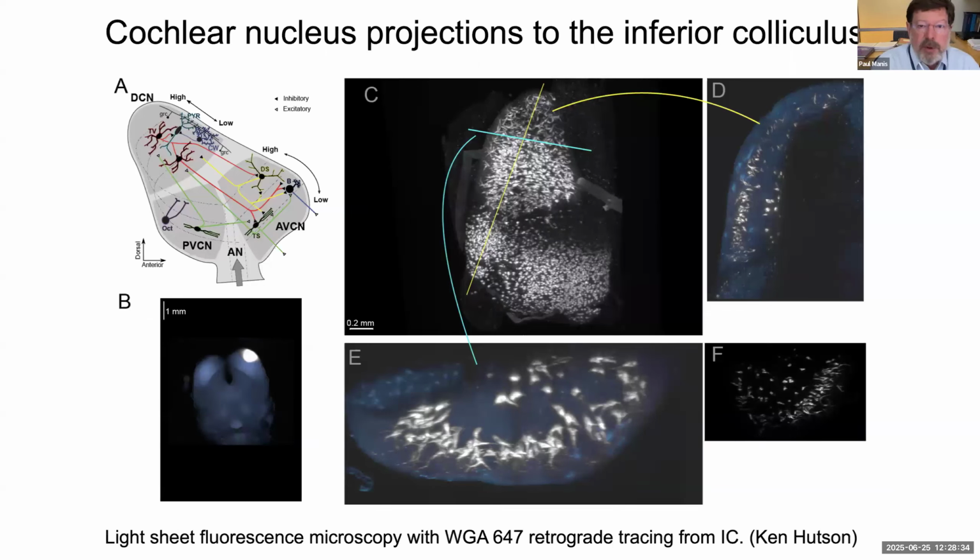Now, the cochlear nucleus neurons project to the inferior colliculus. Not all of them do. This is just an example of this. This is a light sheet fluorescence microscopy image of an unsectioned cochlear nucleus that's been retrogradely labeled with wheat germ agglutinin coupled to a fluorophore 647 in the inferior colliculus. So here's the nucleus, here's the injection in the inferior colliculus, covering different parts of the colliculus, and it's mostly in the low frequency region, which is dorsal in the inferior colliculus. And this is a maximal image projection through the entire cochlear nucleus, showing essentially all of the cells that were back labeled from this projection.